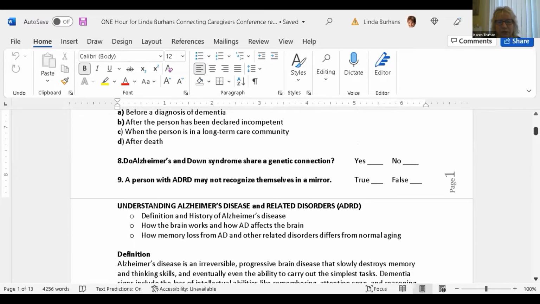Okay. Do Alzheimer's and Down syndrome share a genetic connection? What do you think? Yep, they do. They're on the same chromosome. People with Down syndrome didn't used to live as long, because we institutionalized them, so they didn't live long enough to develop Alzheimer's. But yes, now they do. They live a lot longer because we keep them at home and integrate them into society.